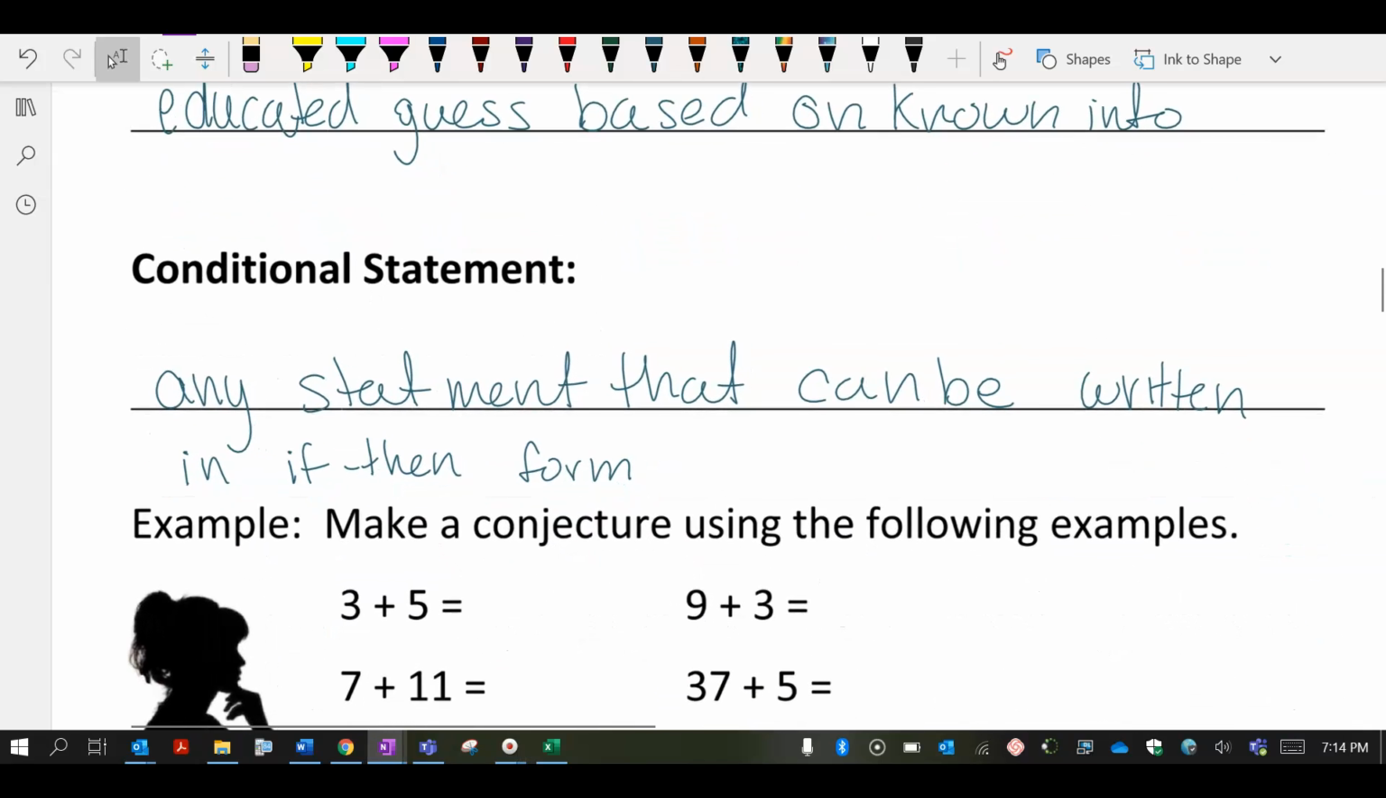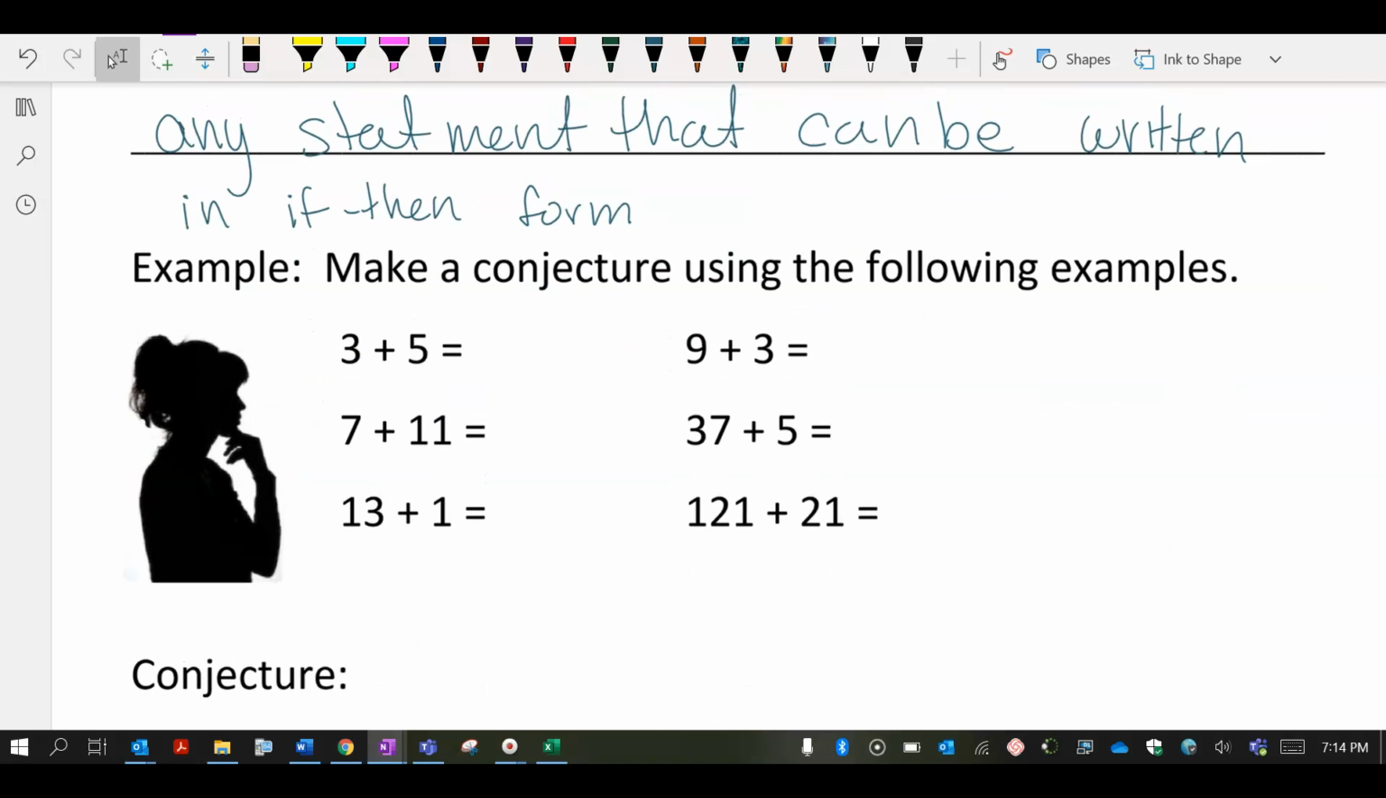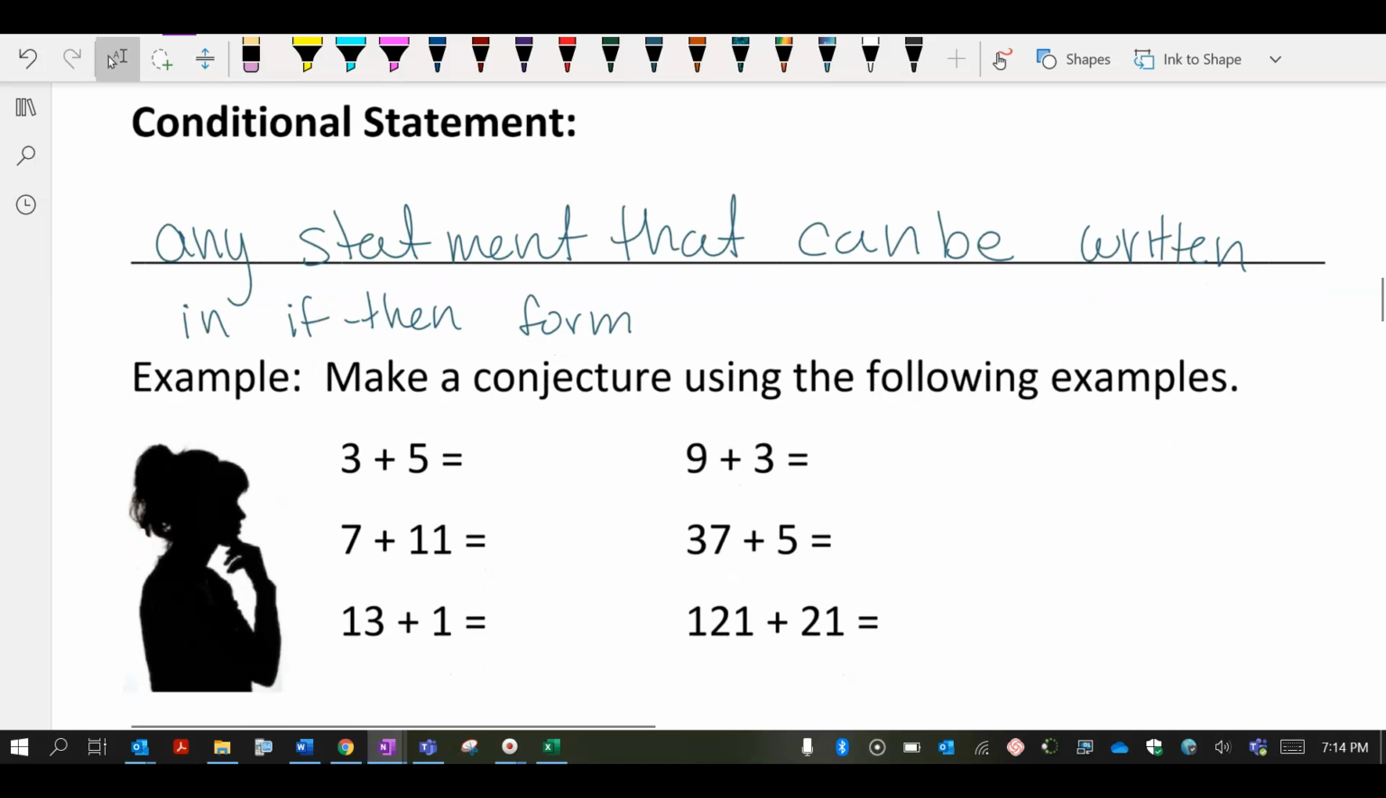Next, we have conditional statement. So a conditional statement is any statement that can be written in if-then form. Okay, so we're going to go ahead and do an example down below of a conditional statement. Or, well, we're going to make a conjecture on this information below.